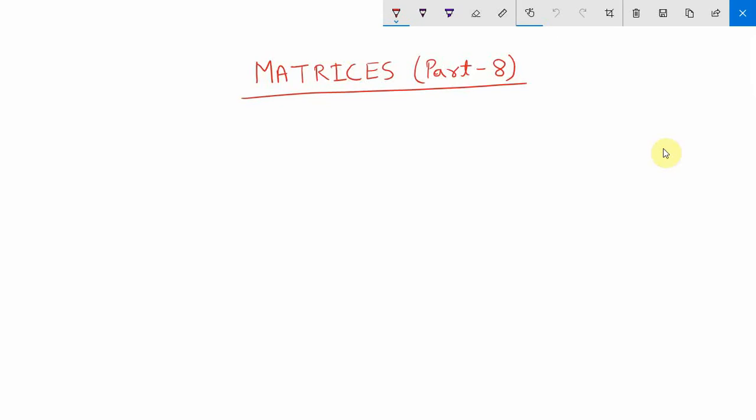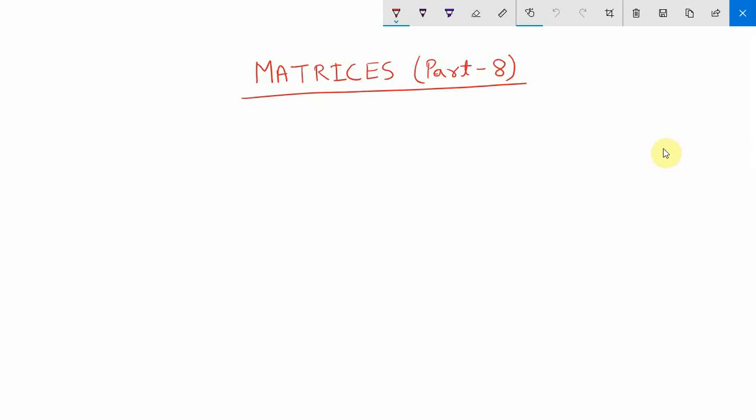Okay, friends. So now we will discuss today's topic, solutions of linear simultaneous equations using matrix method. Those who have not seen our previous lectures, please follow the link given in the description box so that you can easily understand this lecture. So we will start with solution of linear simultaneous equations.